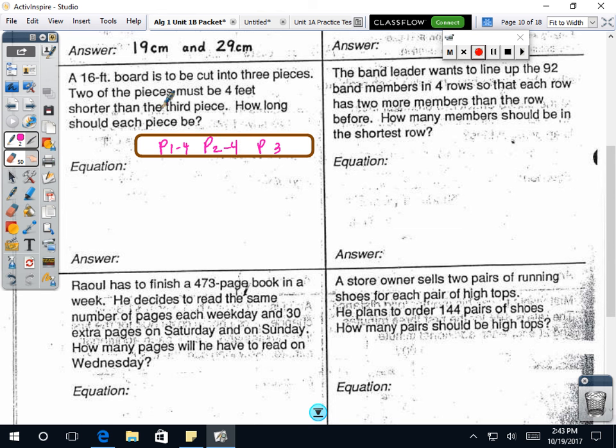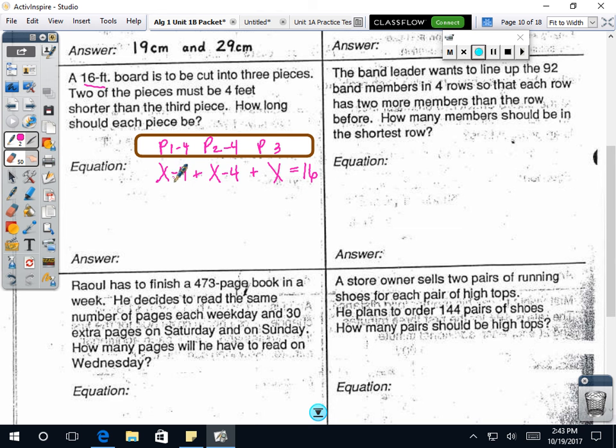Now, you're not going to be able to do an equation with P1, P2, and P3. So I'm going to call each piece X. But piece 1 is going to lose 4 feet. Piece 2 is going to lose 4 feet. If I were to add up all three pieces, they would add up to how many feet? Guys, the board's 16 feet. So all three pieces add up to 16 total feet. Now we can combine like terms and solve for X.